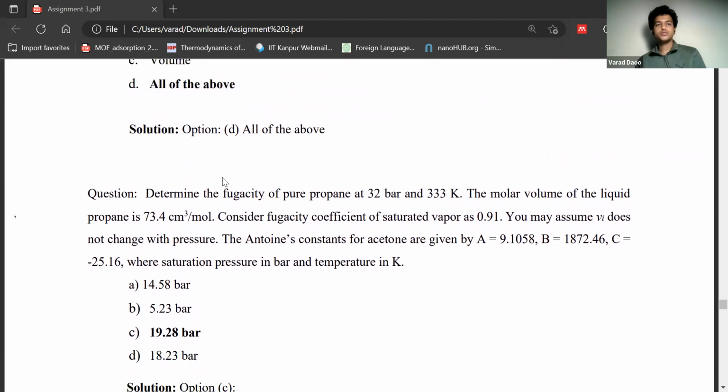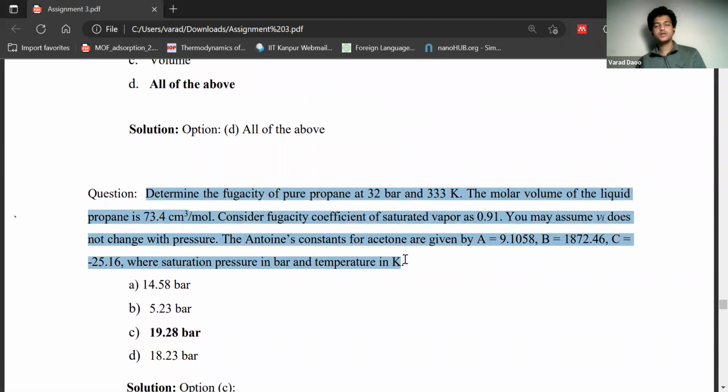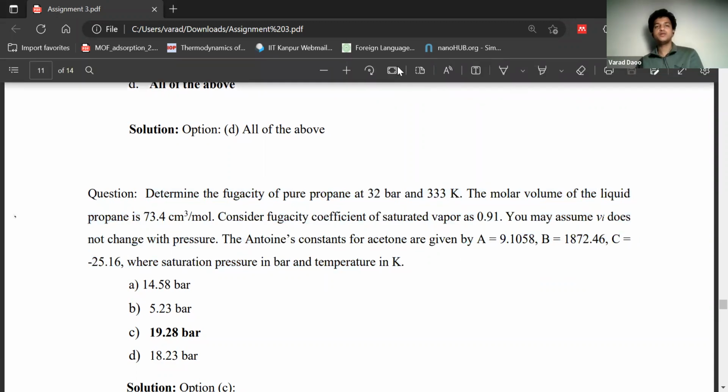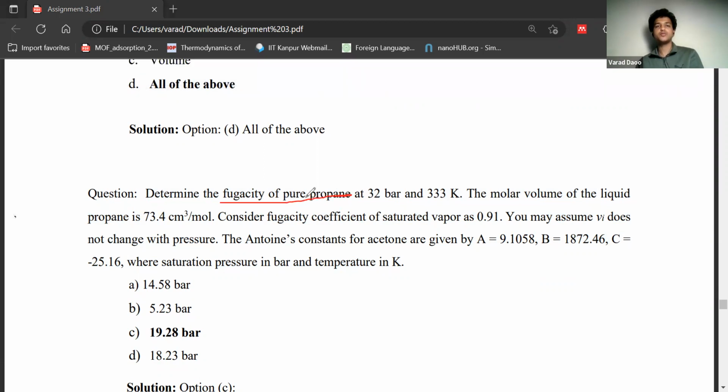So I hope the question is clear to everyone. I'll give you 5 minutes to solve the question. So remember what we are asked to find. We are finding the fugacity of a pure component at these conditions of pressure and temperature. And in order to do this, we are given the molar volume of liquid, the fugacity coefficient of saturated vapor, and the Antoine constants. So try to find the answer.